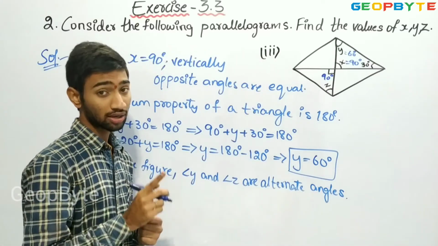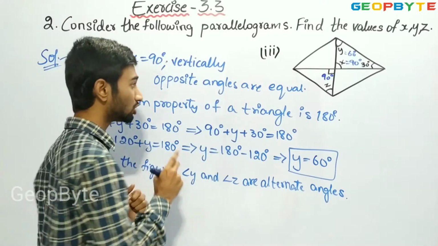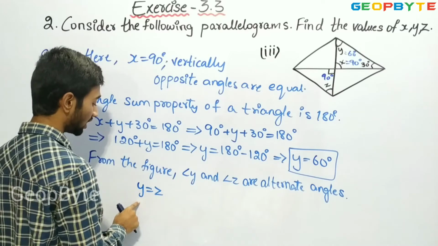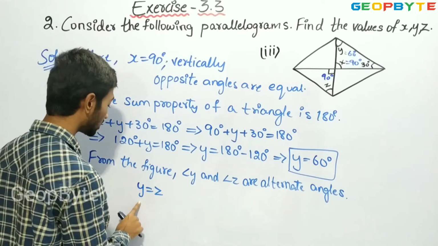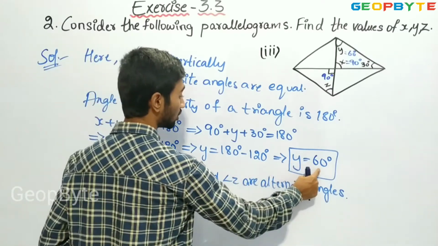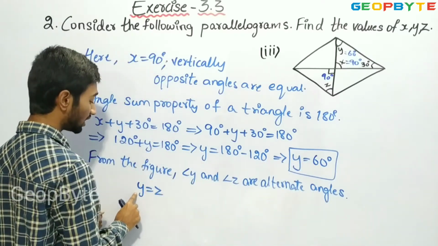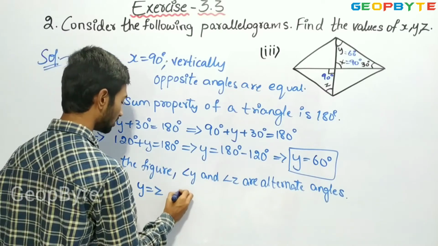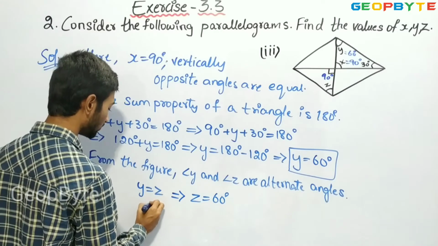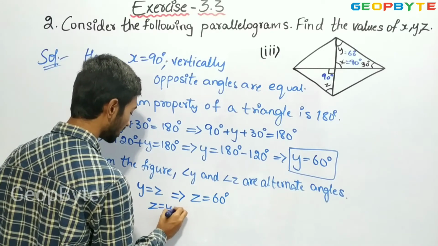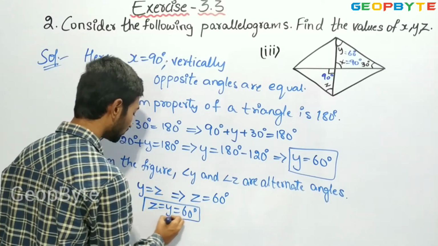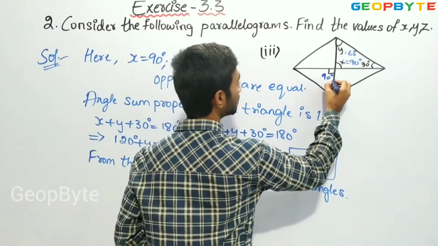We know that alternate angles are always equal, so y is equal to z. Because y and z are alternate angles, they will always be equal, and here we already have the value of y. So the value of y is 60 degrees, so then the value of z will also be 60 degrees. Therefore z equals y equals 60 degrees. So we got the values of y and z equal to 60 degrees.